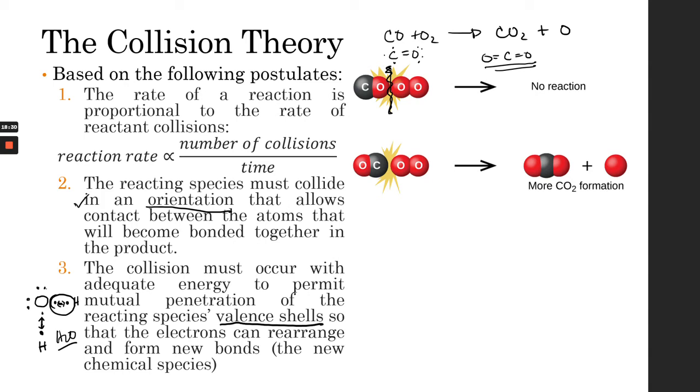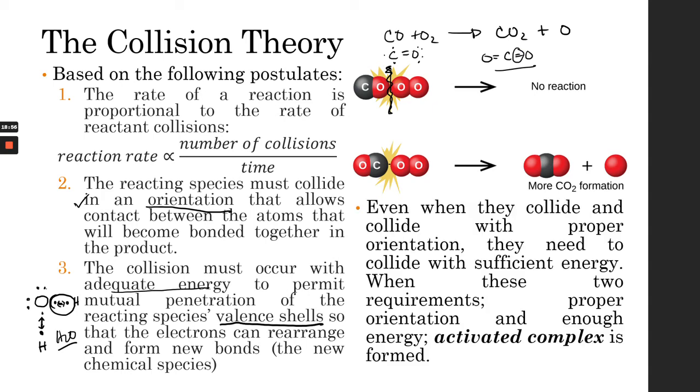And again, it needs to occur at the adequate energy. It means they have to bump into each other hard enough that the valence electron of the O and the C combine to create that combination of electrons. So that is what collision theory is. And it's actually a little more complicated than that.